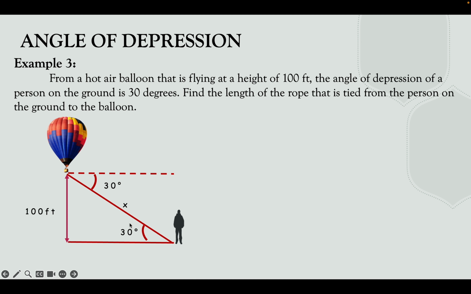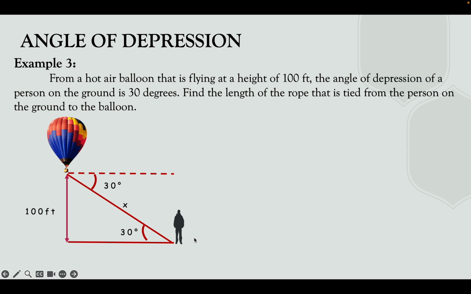And then we also have here alternate interior angles. That means they are congruent. So that means we can use this as our reference angle. So the opposite side is 100 feet and the hypotenuse is x, or the length of the rope that is tied from the person to the balloon.